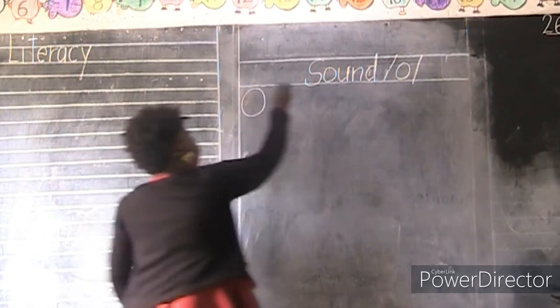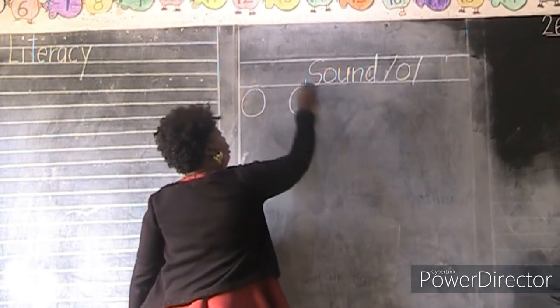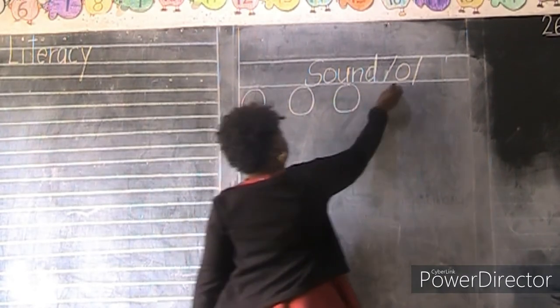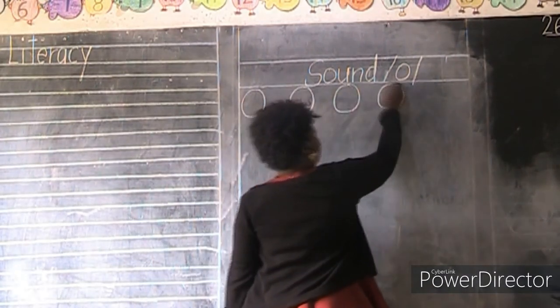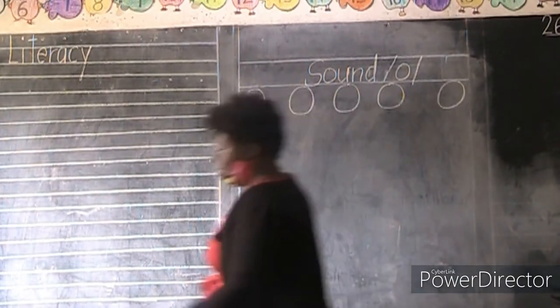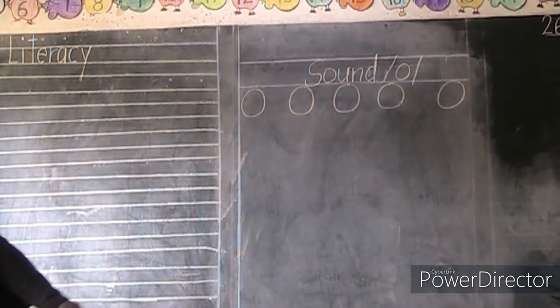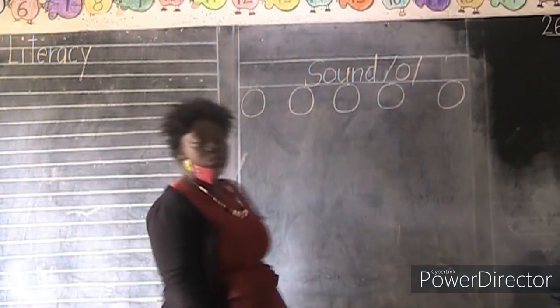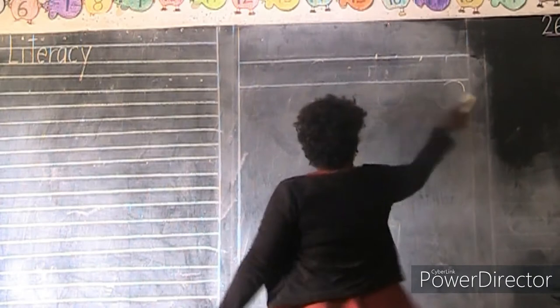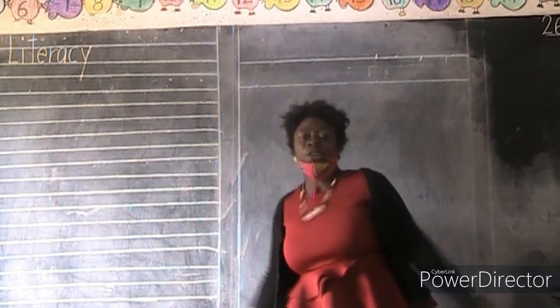Round, space, round, space, round, space, round. This is the sound we looked at previously. Today we are going to look at three letter words.